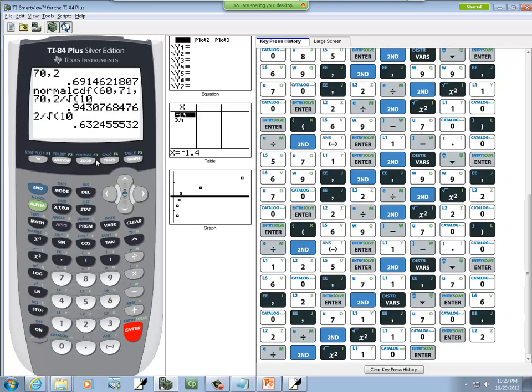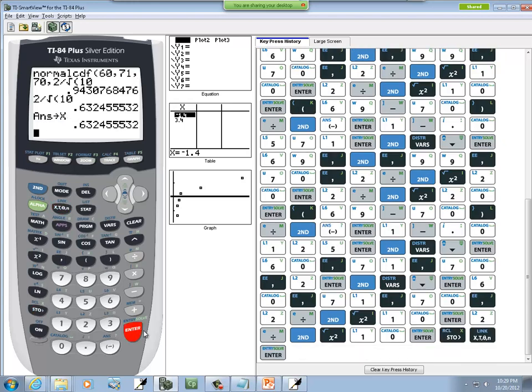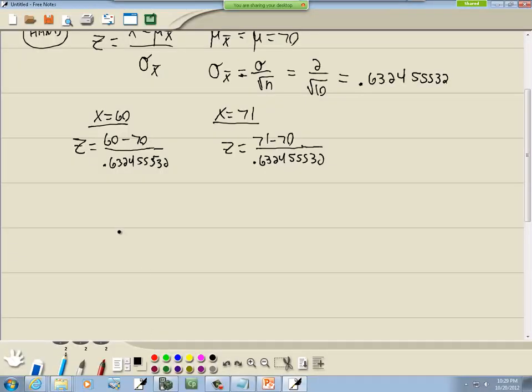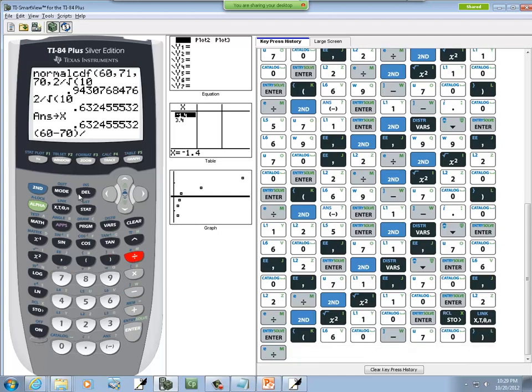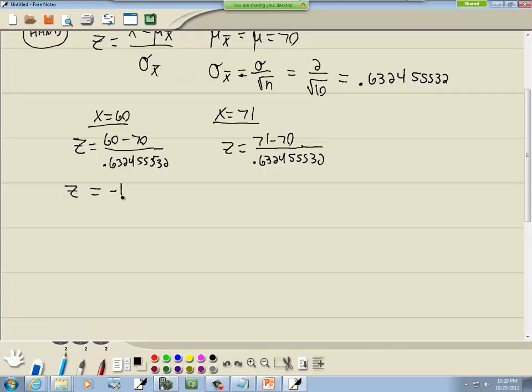over here is I'm actually going to store this off. So I'll press my store button, and I'll push the X key to store it in the X value. Okay, so let's find our first one here. So we got 60 minus 70. By the way, I can't do that in my head. I just want to make sure everybody knows where everything's coming from. And then I'll push the X, because in the X we put in that 0.6324 and all those digits. And then enter. Wow. Negative 15.81. Pretty sure that's not going to be on our table.